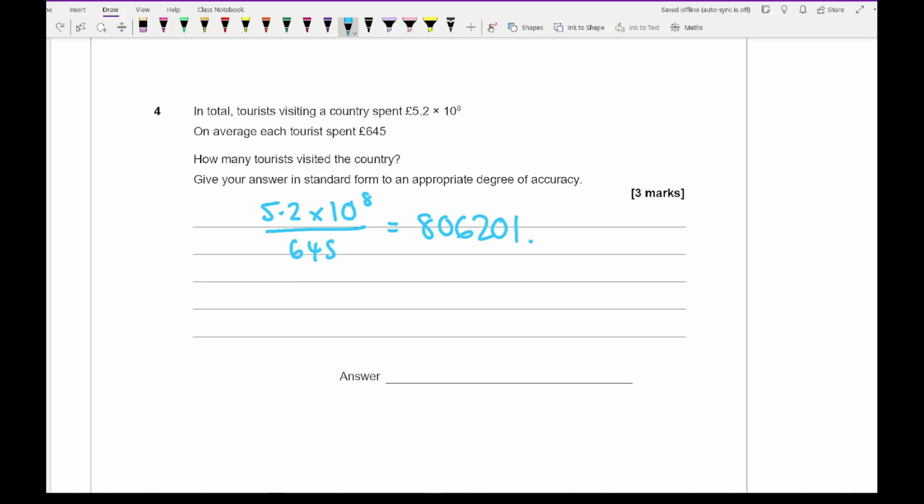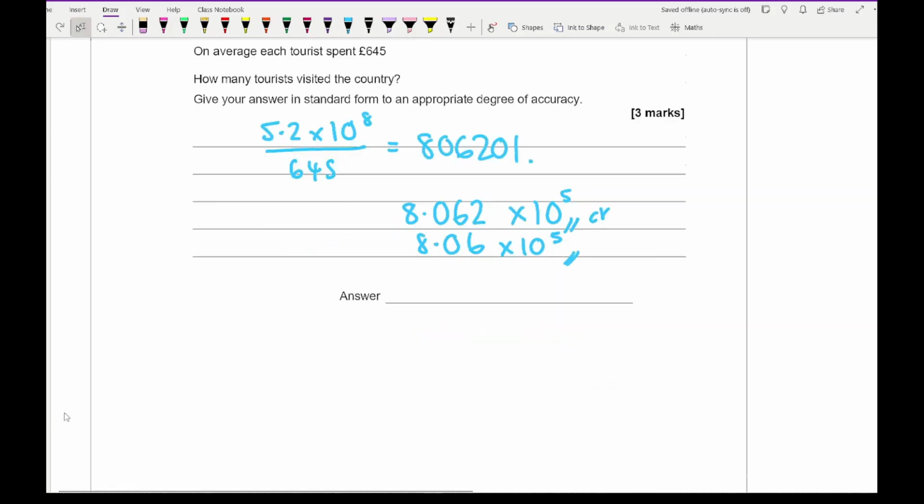So I would probably go for either, and again you could have either of these answers. You could write 0.062 times 10 to the power of 5, or you could write 8.06 times 10 to the power of 5. So again, in terms of the degree of accuracy, I would go for one of those two as your answers.